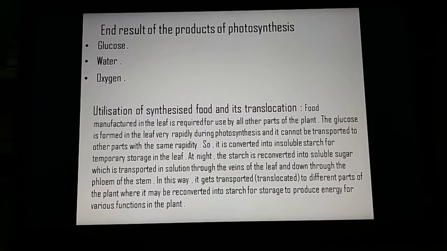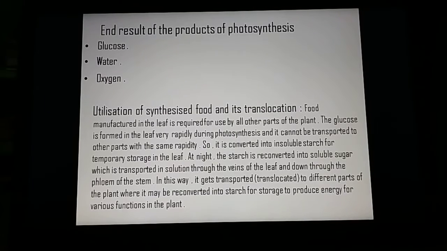The next point is water. The water produced in the process may be reutilized in the continuance of photosynthesis. And the third end product is oxygen. Some of the oxygen may be used in respiration in the leaf cells. The phenomenon is called photorespiration, but the major portion of it is not required and it diffuses out into the atmosphere through the stomata. In a sense, even this oxygen is not a waste, because all organisms require it for their existence, including the plants which require it at night.